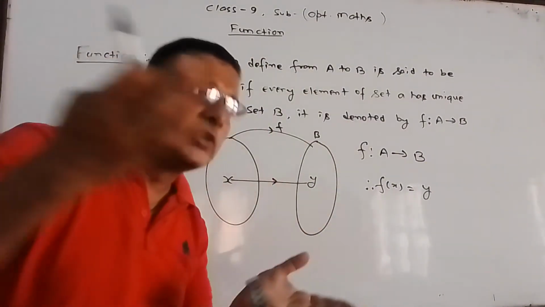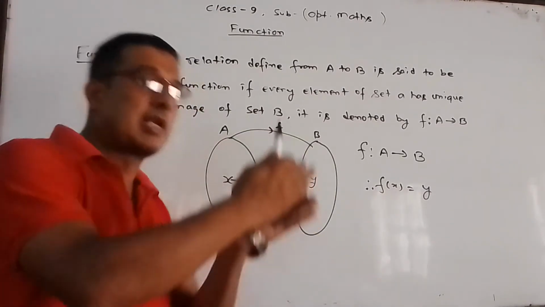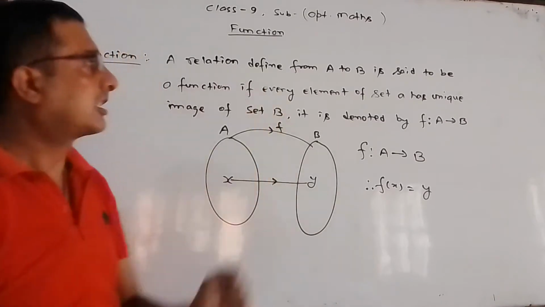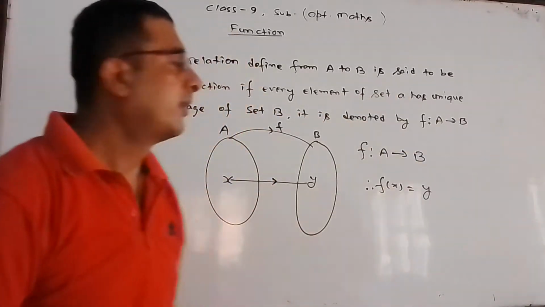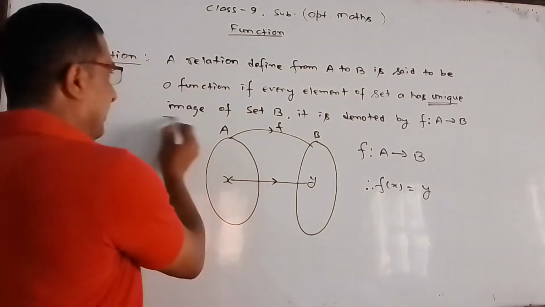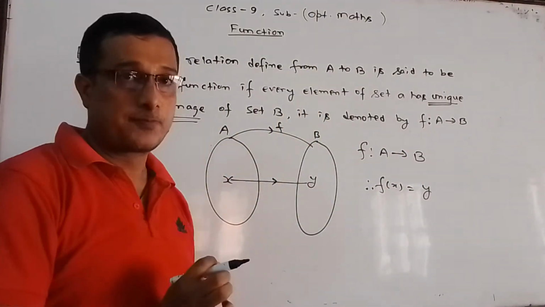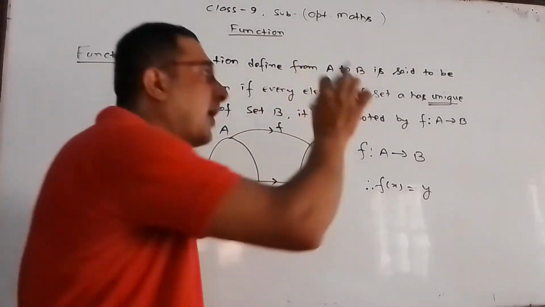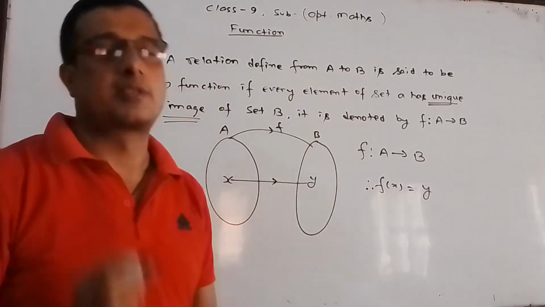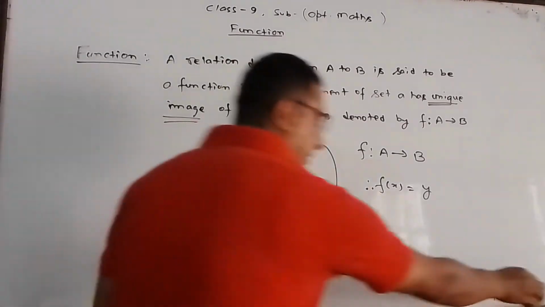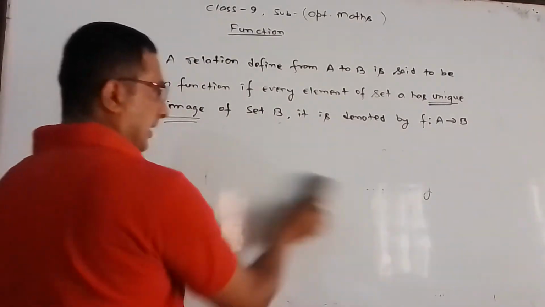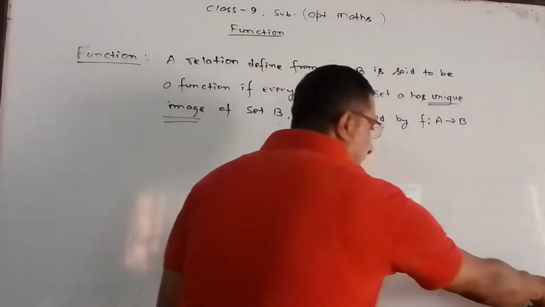But how to differentiate relation and function? So I am going to take some examples, then explain what is the meaning of unique image. It is an important thing. If that condition is not satisfied, then it is not a function. Let me do examples one by one.